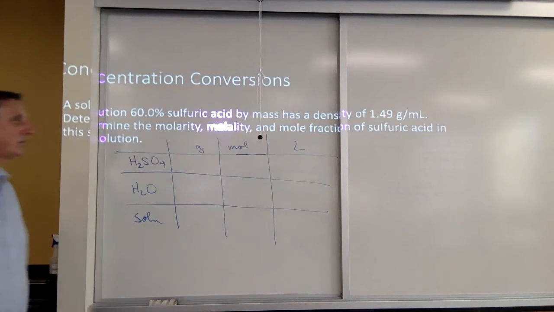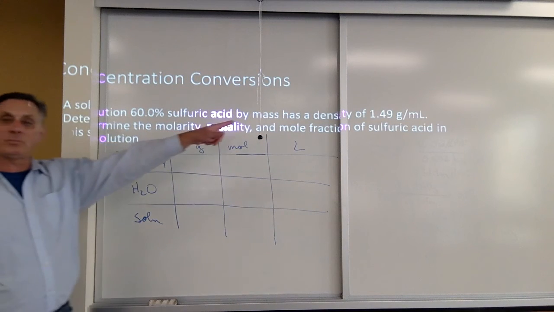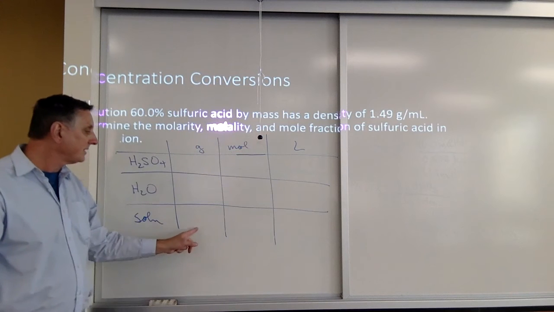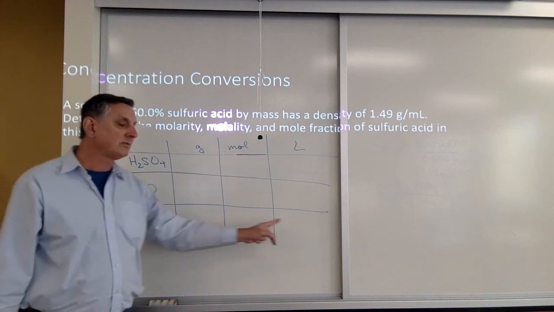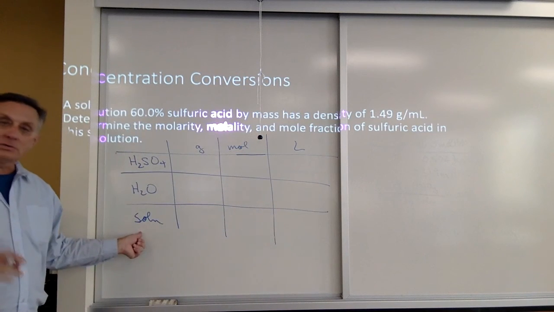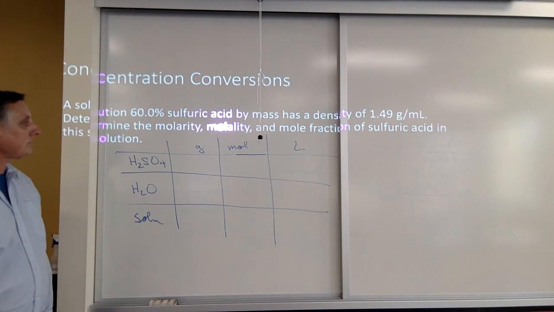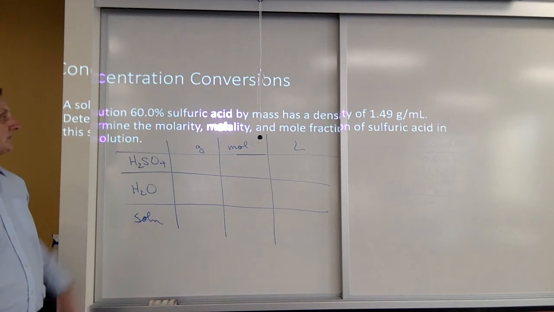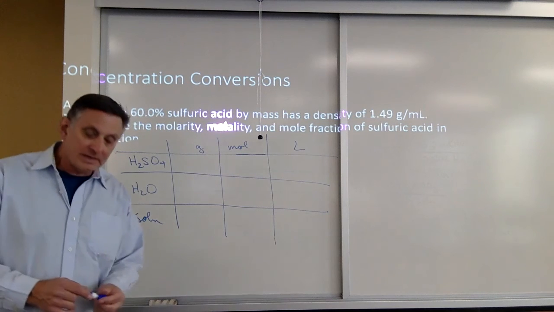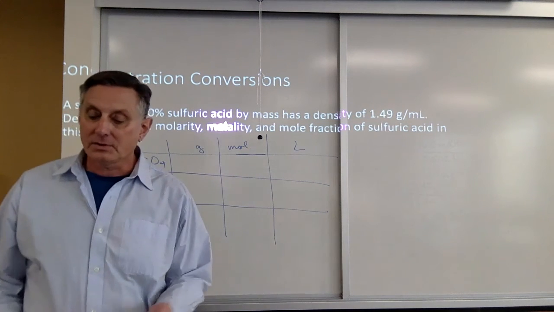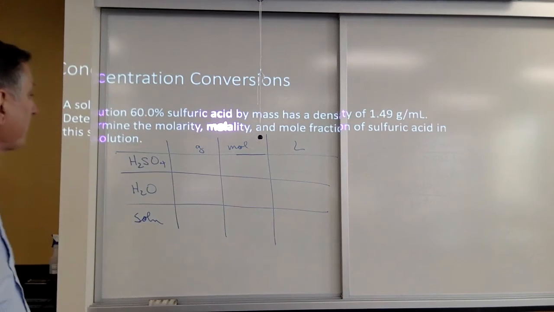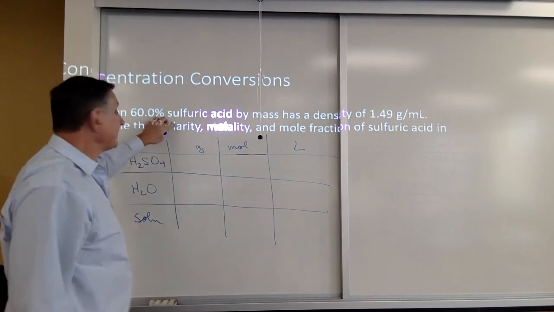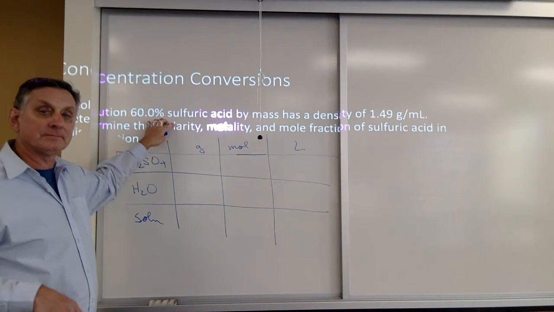Now we need a starting point. We know that 1.49 grams per mL is our conversion between mass and volume of our solution only. Then we've got 60% sulfuric acid. Now, there are a couple of different ways of working this. I prefer to start with 60% sulfuric acid because this is what I'm given.